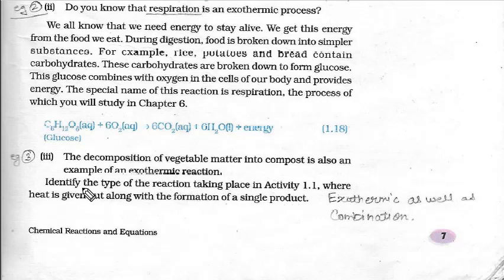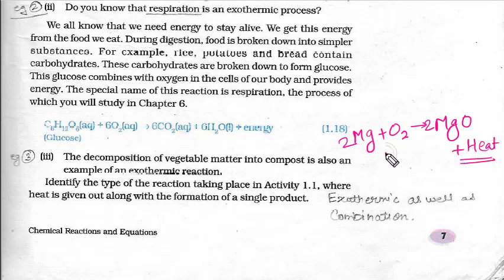Now they are asking us a question: in activity 1.1, where heat is given out along with the formation of a single product, was that reaction an exothermic reaction? What was our activity 1.1? That reaction was magnesium ribbon burnt in the presence of oxygen to form magnesium oxide. We know that it burns with a dazzling white light. So when it burns, it produces heat. The balanced equation is 2Mg plus O2 give 2MgO, and as heat is released in activity 1.1, this reaction also represents an exothermic reaction.